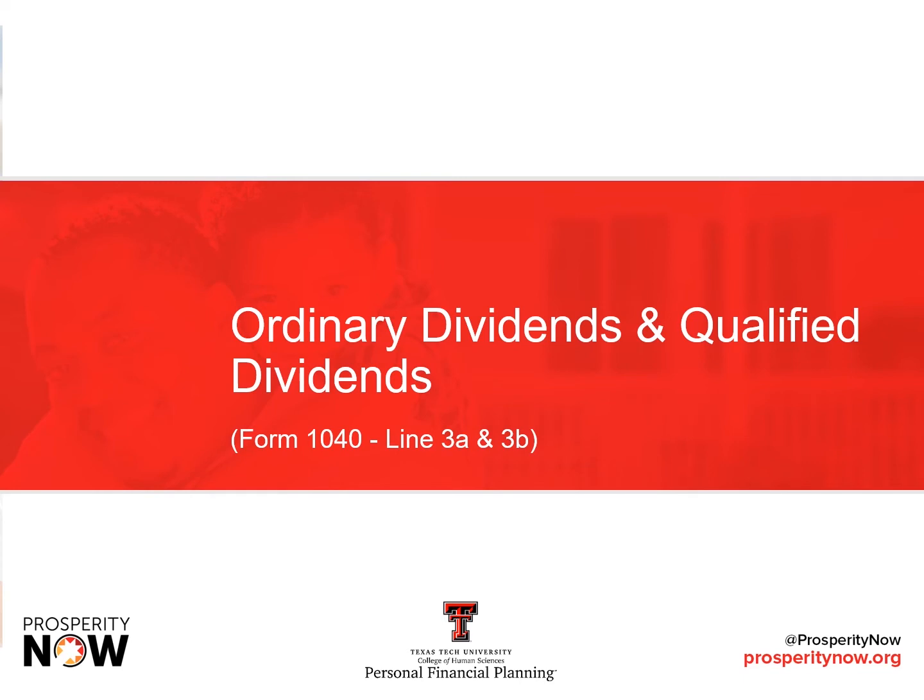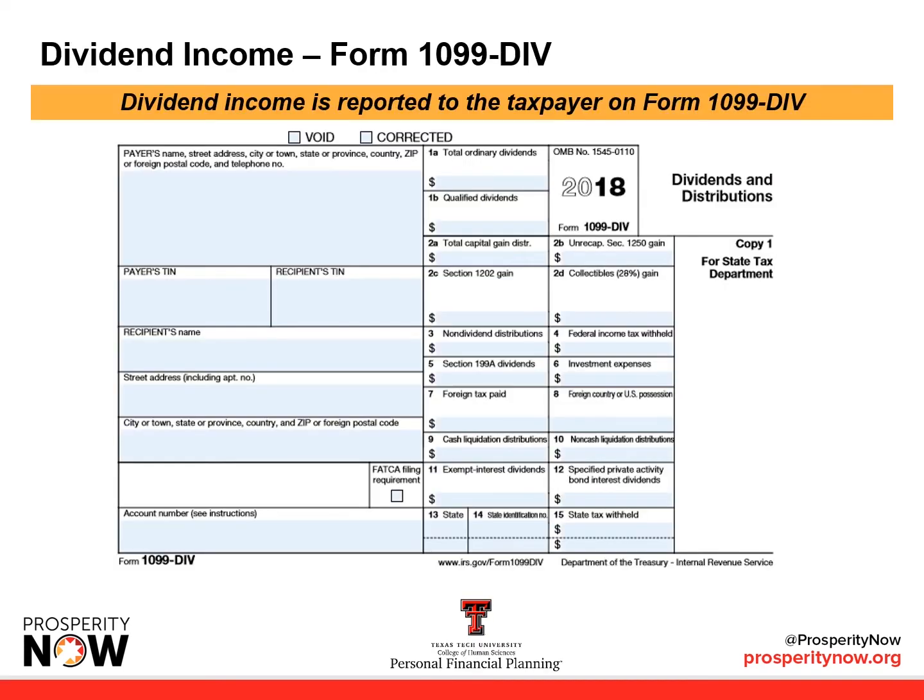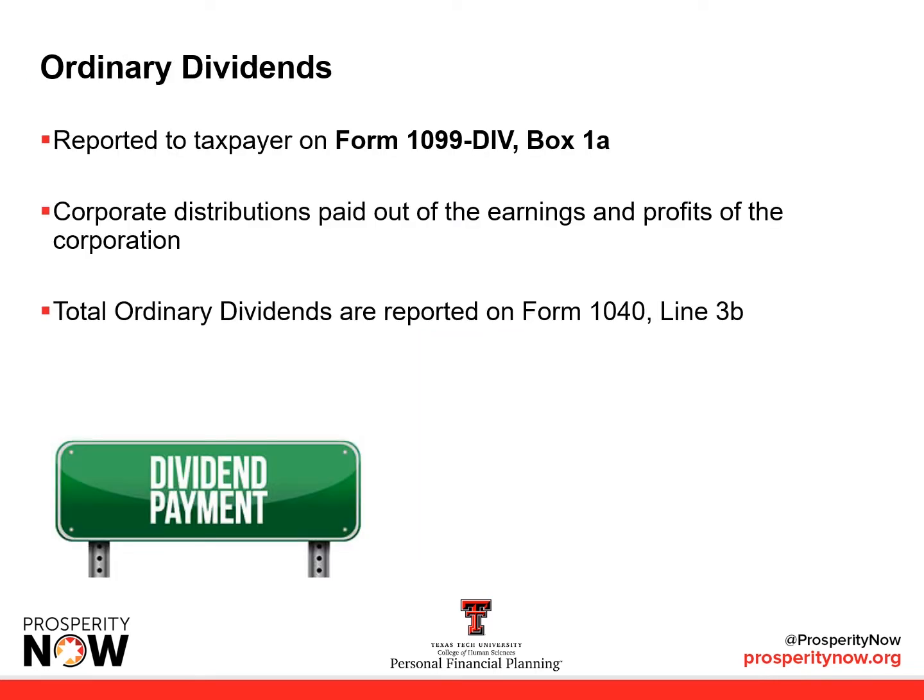Now let's talk about ordinary versus qualified dividends. This is line 3A through 3B on the Form 1040. Dividend income is reported to the taxpayer on Form 1099-DIV, and you'll see a copy of it below. Ordinary dividends are reported to the taxpayer on that Form 1099-DIV Box 1A. And ordinary dividends are corporate distributions paid out of the earnings and profits of that corporation. So total ordinary dividends are reported quite simply on line 3B of the Form 1040.